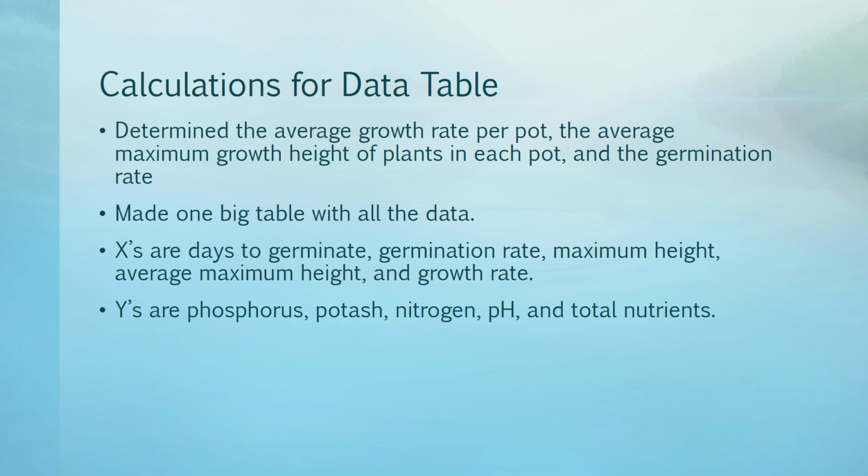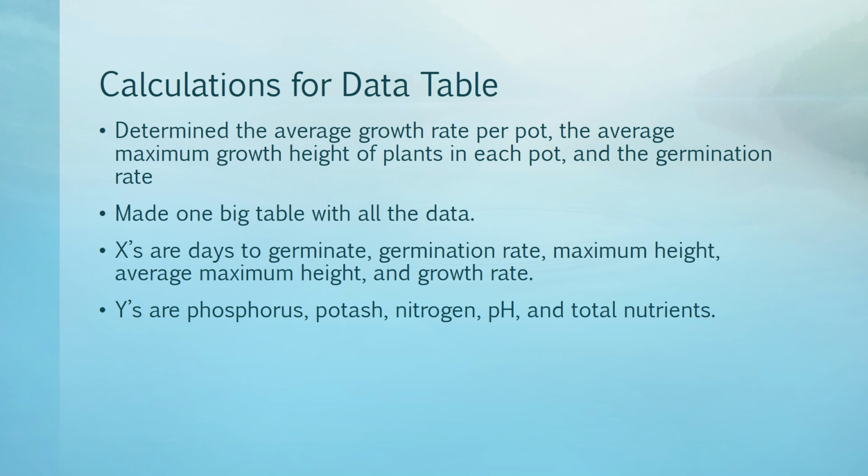After measuring for 14 days, I was ready to do some calculations. I determined the average growth rate per pot, the average maximum growth height of plants in each pot, and the germination rate. With these new calculations, I made one big table with all the data. With one big table, I was able to look at my data in whole and determine how to make the graphs. I finally decided to create an X and Y table.